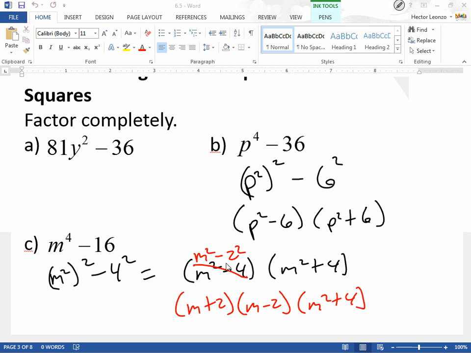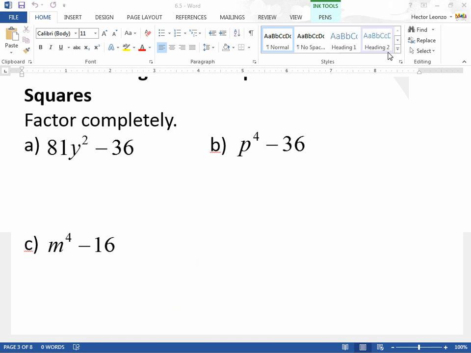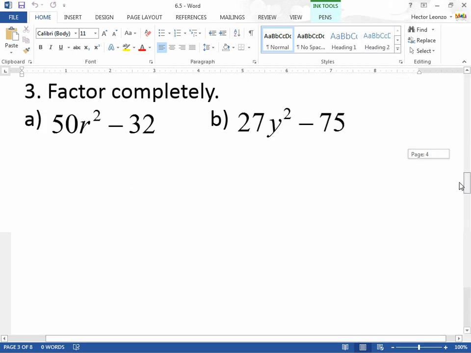Once again, the first parentheses, I split it into two more. Obviously, this last parentheses is there. So if you have a difference of the squares, you can split it into more parentheses. All right, so that's the difference of the squares.